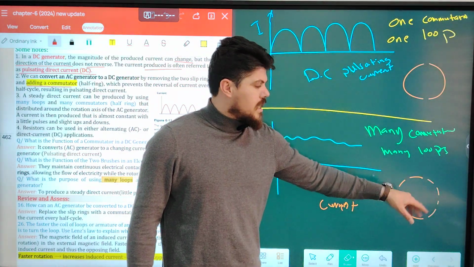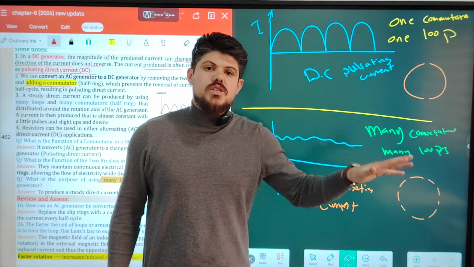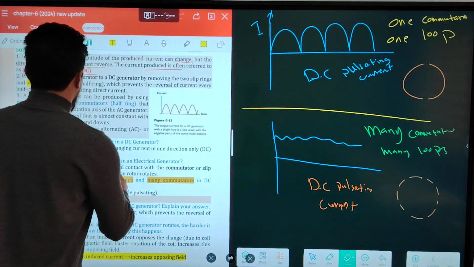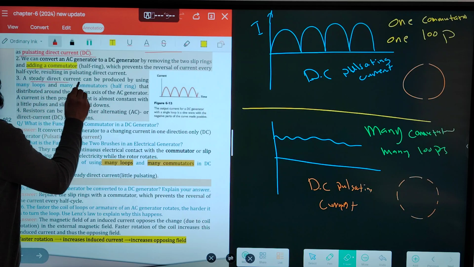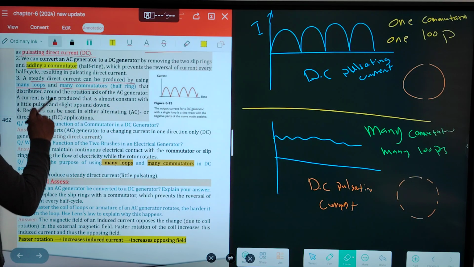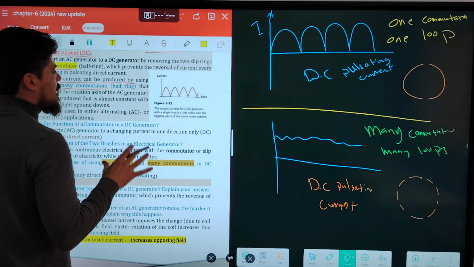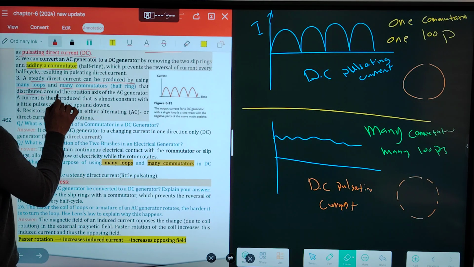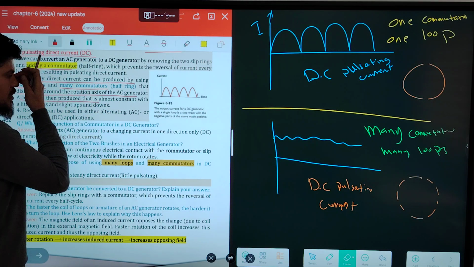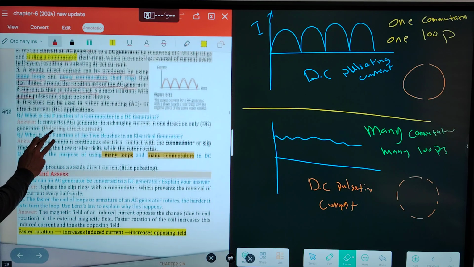If the commutator has more gaps, it means that the pulsating decreases. Okay, the DC generator can then produce a little pulsating current. A steady directed current can be produced by using many loops and many commutators. What is the purpose of many loops and many commutators? In order to produce a current with a little pulse. A current is then produced that is almost constant, with a little pulse.